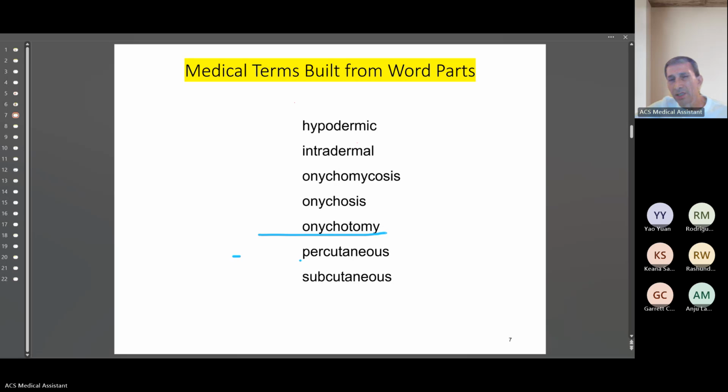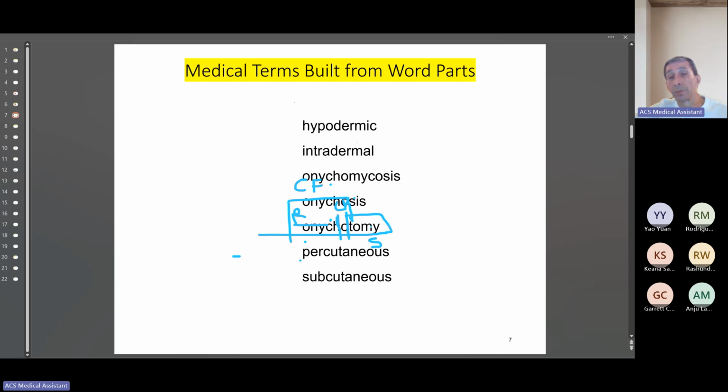Onychotomy. So we know what is onych-, because we learned that it's nail. And we learn what is tomy. Tomy is the suffix. O is the combining vowel. Remember, we cannot forget that. And onych is the word root. So if I have a combining vowel and a word root, that is a combining form.